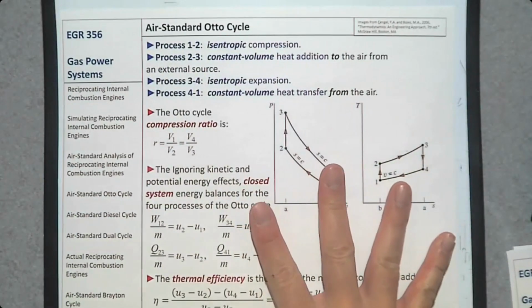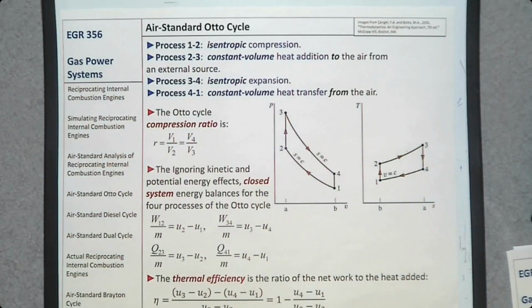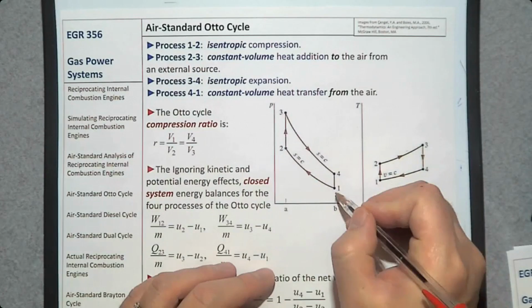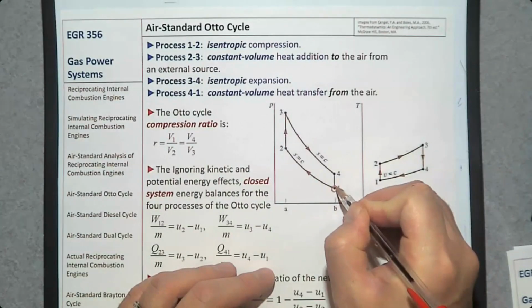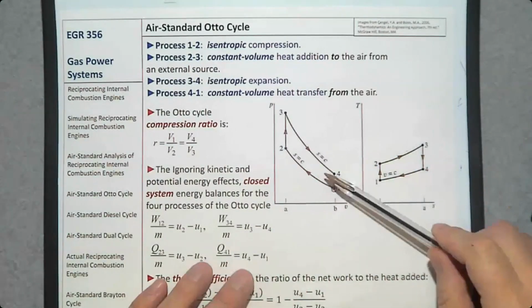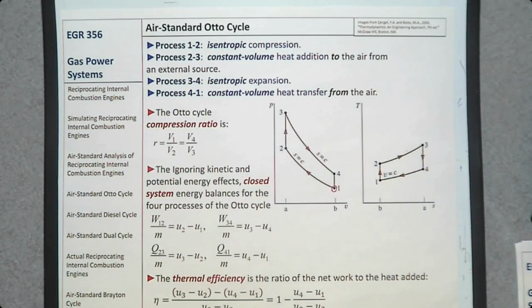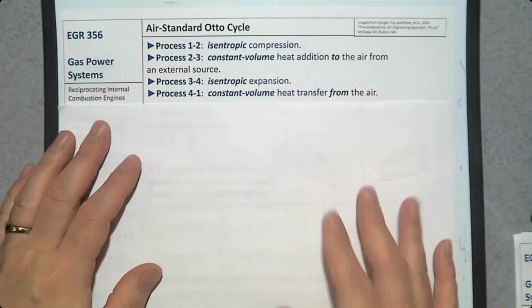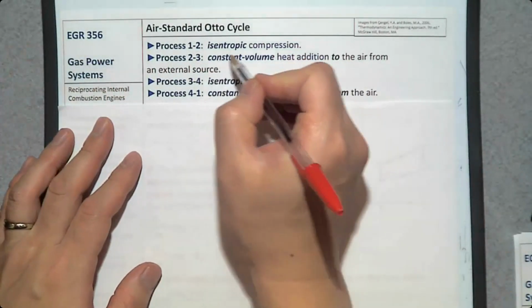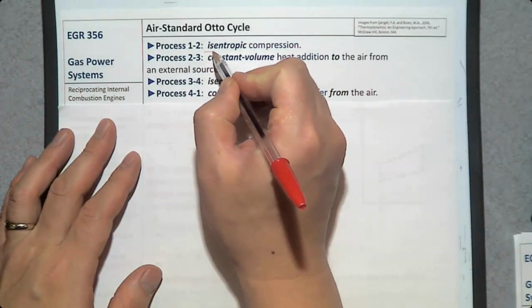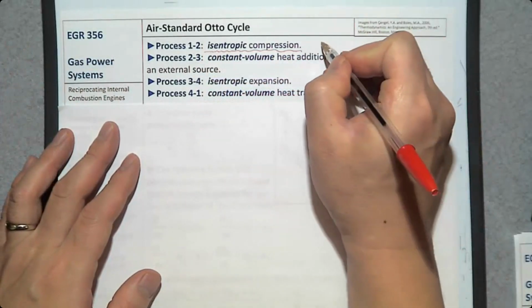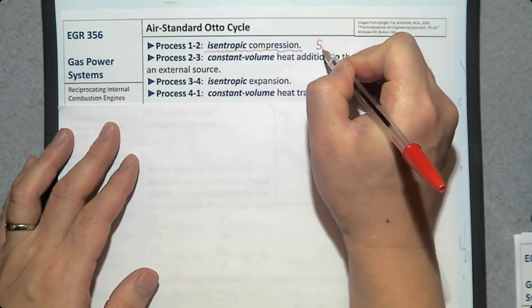So this is how the air standard Otto cycle looks like. The number one is going to be the starting point. We have a compression stroke. So that's going to be isentropic compression. There are four processes. The compression stroke is going to be isentropic compression. That means entropy S remains constant.